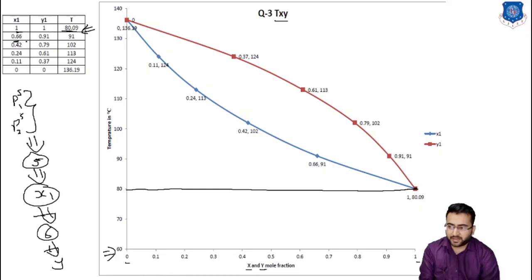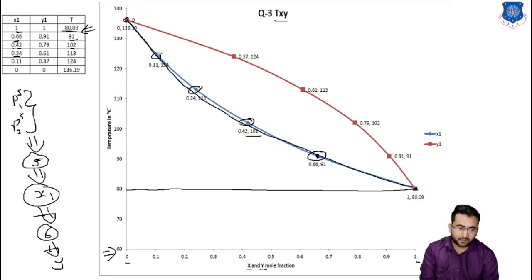Similarly, for x1 equal to 0.66, it is near about like this, and the value of temperature is 91, so it becomes this point. Again, if we take the value of x as 0.40, it becomes like this, and the temperature is 102. Similarly, for 0.42 it becomes like this. So we will get this type of point, and connecting these points we will get this type of curve. So it becomes our Tx curve.